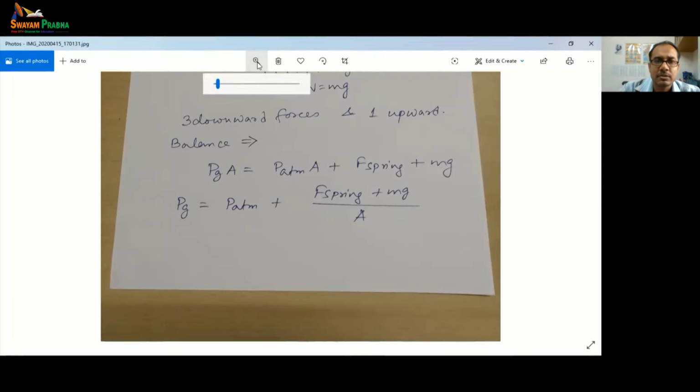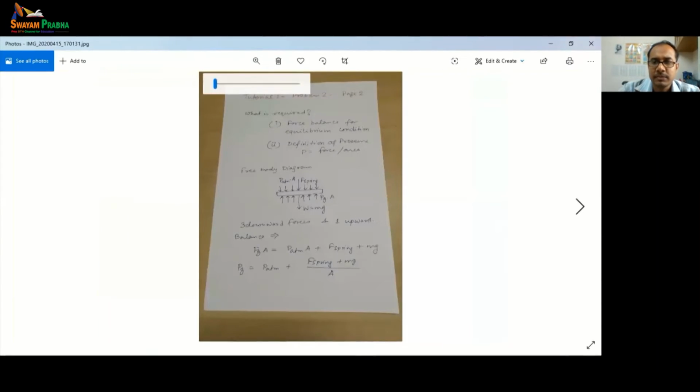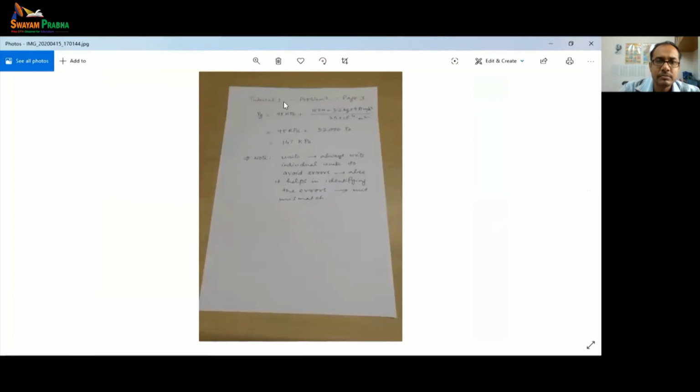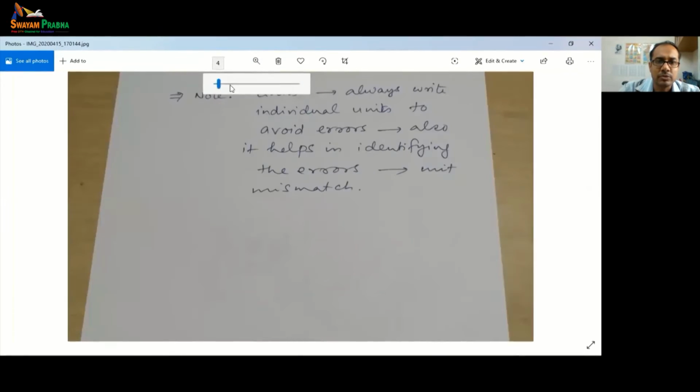After that it's just substituting the numbers, because the force due to spring is given, mass is given, acceleration due to gravity we know, area is also given, which is 35 centimeters squared, and atmospheric pressure we know, so we can directly find out the gas pressure. Let's see what are the values we are going to use.